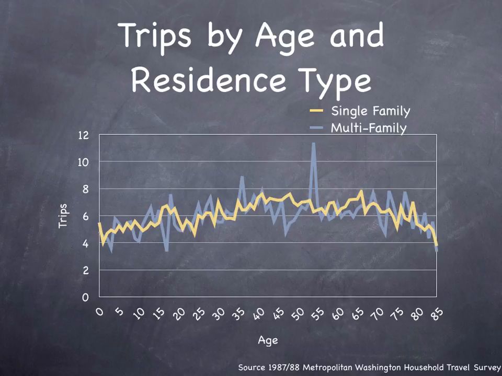You might be looking at data that looks like this, that is the age distribution versus number of trips, separated by people who live in single-family and multifamily residences, which might account for income effects. You can see this looks very noisy. So is this behavior really this volatile? Do 42-year-olds really have different trip-making characteristics than 43-year-olds? It probably is not this volatile.